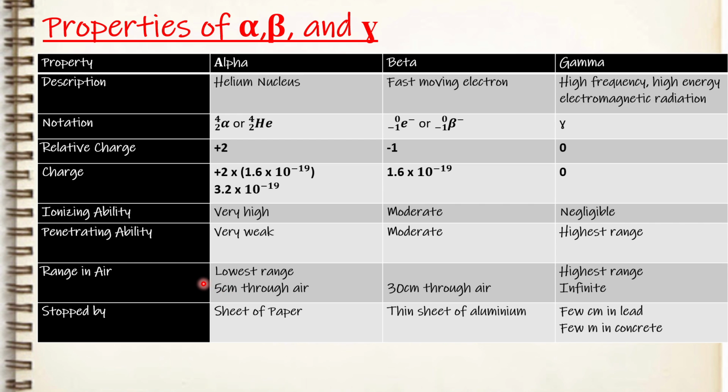Why? The answer is pretty simple. When ionizing ability is high, it interacts with particles more frequently, and as it loses a small amount of energy at each ionization, energy will be lost rapidly and it is stopped rapidly, therefore range will be lower, right? Then this is how we can stop the radiation: a sheet of paper, a thin sheet of aluminum, and lead.